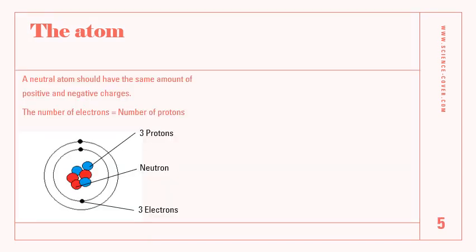A neutral atom should have the same amount of positive and negative charge, so it should have the same number of protons as it does electrons. The atom in this diagram has 3 protons in blue and 3 electrons orbiting the atom. Therefore, it is neutral as it has the same amount of positive and negative charge. The neutrons are irrelevant as they do not carry a charge.